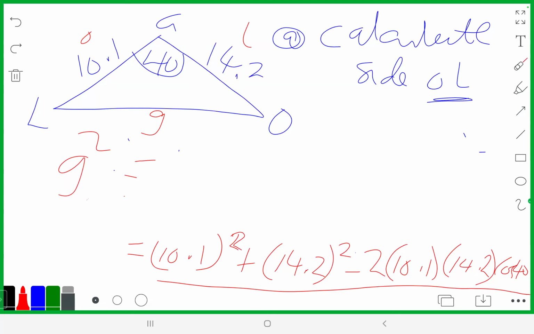Are we okay? Shall we go ahead? If you're fine, then we're good to go. What did you find for the side in the question? 16.81. Okay, yeah, so we can take the square root of everything.